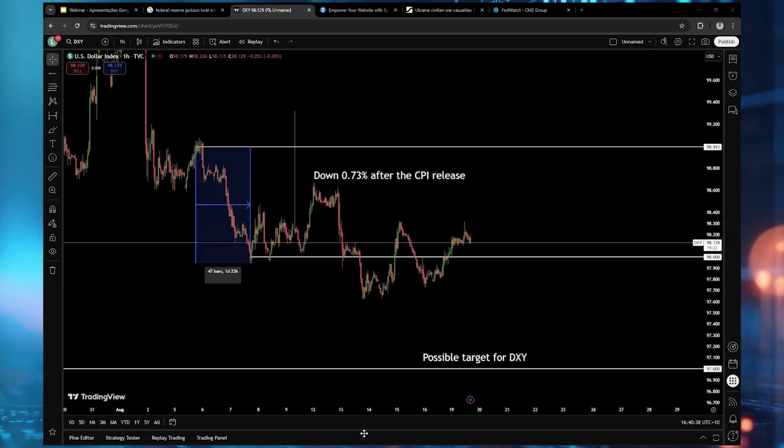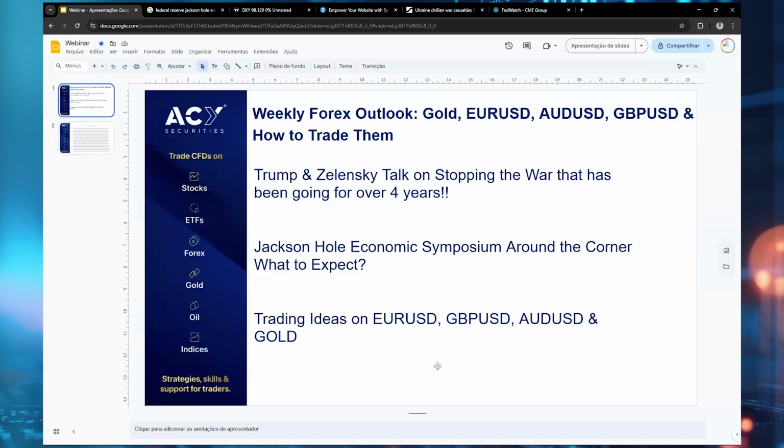So let's move on to the trade ideas. Now, I've separated a few currency pairs, so EURUSD, GBPUSD, AUDUSD, and of course gold. Has anyone been trading those currencies this week?